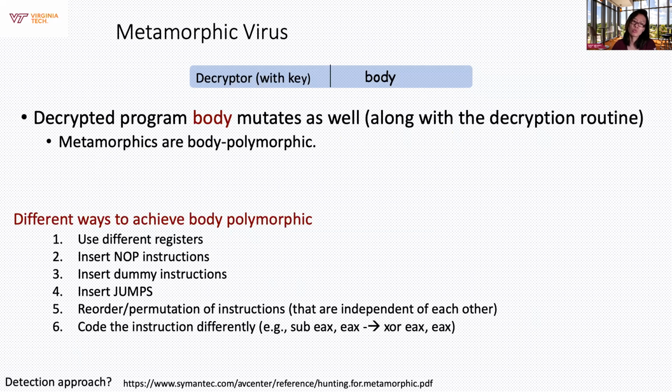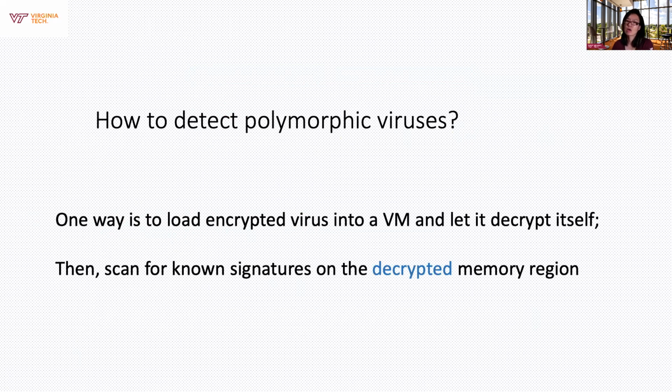So with all these changing forms, like polymorphic viruses, how would you be able to tell that this is something bad?